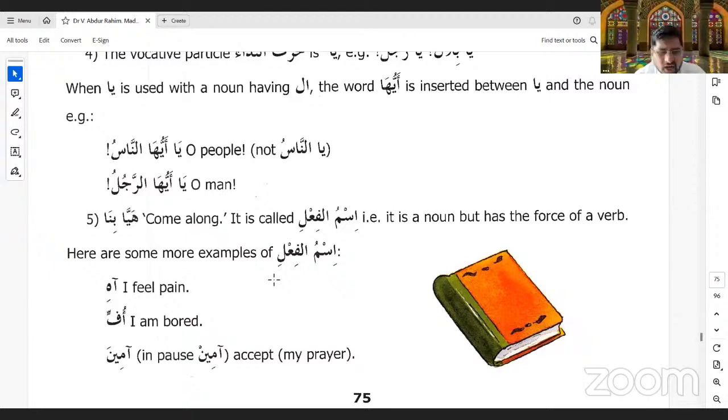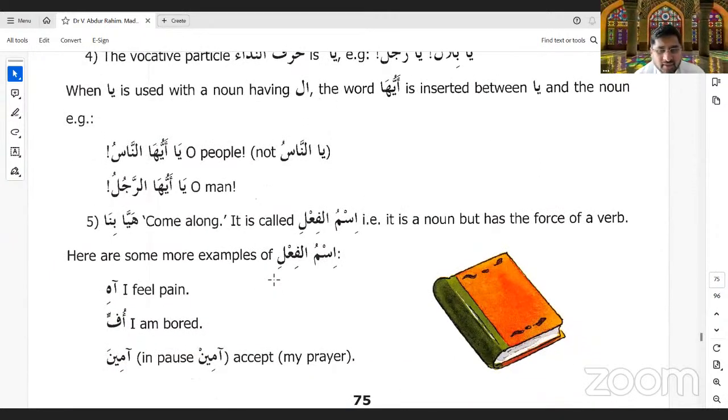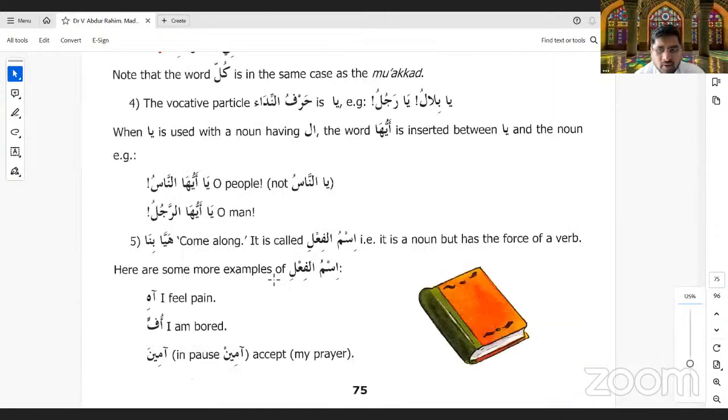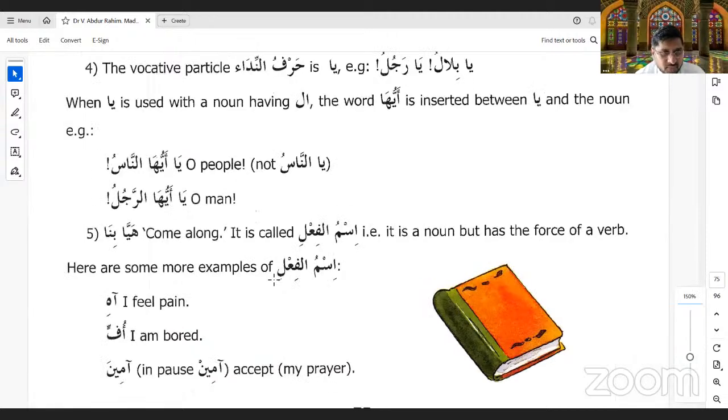Of course, inshallah, gradually we'll get used to some of these nouns in the Arabic language. There's not a lot, about 10 of them, which occasionally come up.